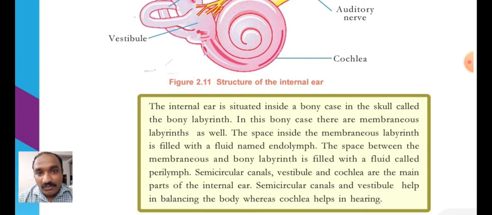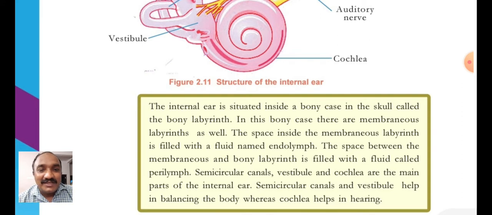Okay. Bony case is there, membrane case is there, and fluid is also there inside. The fluid inside the membranous labyrinth is called endolymph, and the space between the membranous and bony labyrinth is filled with a fluid called perilymph. There is a chance for confusion for you.